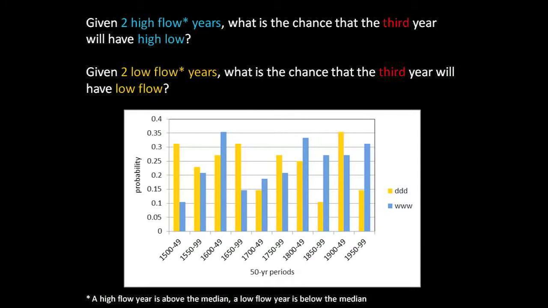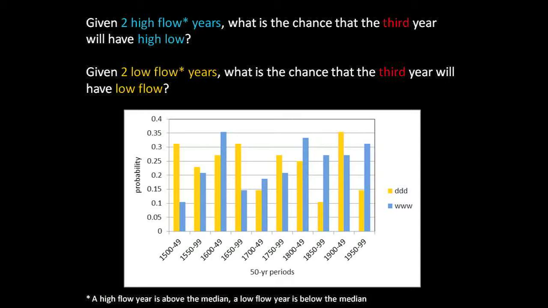So another question that maybe is more interesting is if we have two high flow years in a row already, which we've seen the probability of that's pretty high, what's the chance that the third year will be high as well? Or given two low flow years, what's the chance that the third year will be low as well? So a 3-year sequence. And if we look at these in 50-year chunks, we can see it really is more variable across the full record.